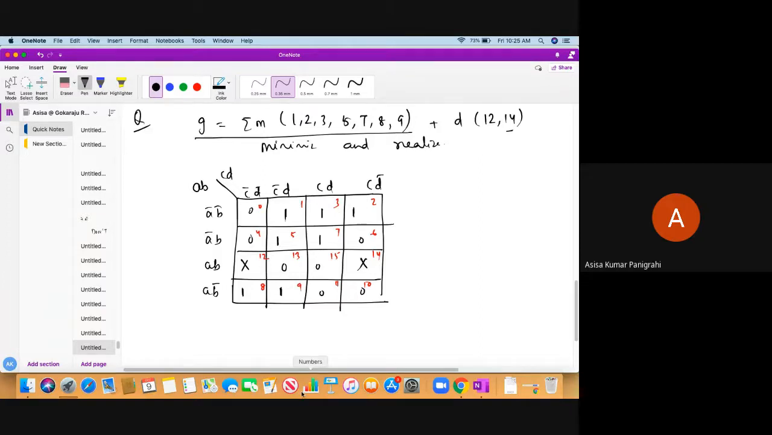Now what you need to do is combine it. In order to combine, you first check whether a group of 16 minterms is present or not. It's not present. Then go for octets. Are any octets present? Not there. Next go for quads. Are quads present? Yes, some quads are there. So I can combine it like this as a quad.